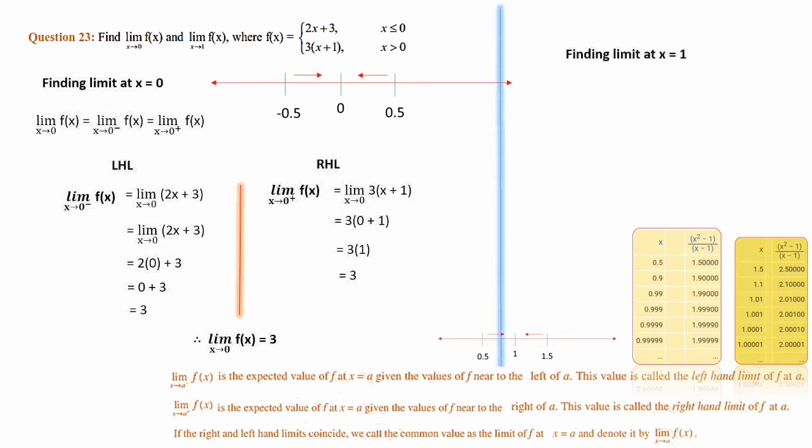Then the second part, when we consider finding the limit at x is equal to 1. X is equal to 1 means it is clearly x greater than 0. Means here we are using only one function, that is 3 into x plus 1. So you can do the normal calculation. No need to go like this. Here limit x tends to 1 f of x is equal to limit x tends to 1, when x is greater than 0, the function is 3 into x plus 1. That is what we are going to take. Then when we substitute the value of x as 1, that is 3 into 1 plus 1. 3 into 1 plus 1 is 3 into 2, that is equal to 6. So limit x tends to 1 f of x is equal to 6.